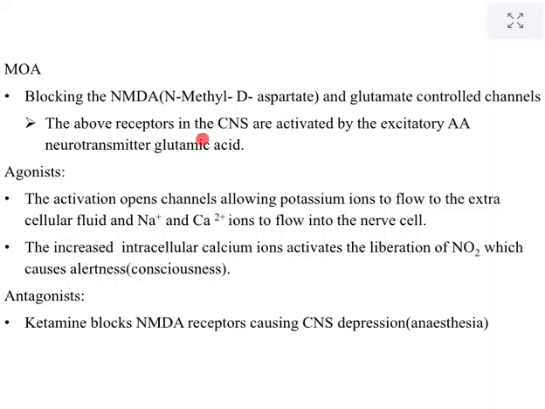Then what do the agonists do? The agonists, the activation opens channels, allowing potassium ions to flow to the extracellular fluid and sodium and calcium ions to flow into the nerve cells. So when you have an agonist, you bind on these NMDA receptors and release calcium. Calcium is used for nervous conduction. So they will release calcium and bring about nervous conduction. The increased intracellular calcium ion activates the liberation also of nitrous oxide, which causes alertness or also consciousness.